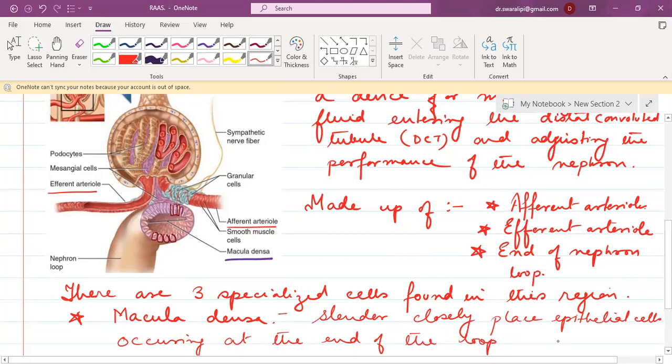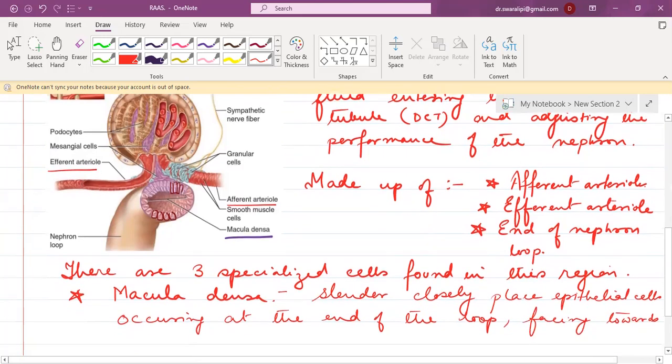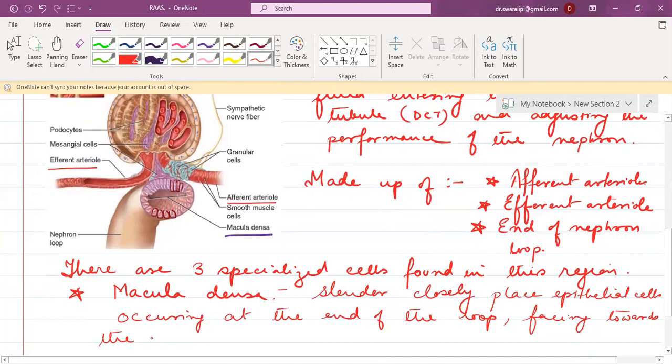And it is facing towards the arterioles. Okay, so I'll write facing towards the arterioles. Clear? So far we have understood what is actually macula densa.